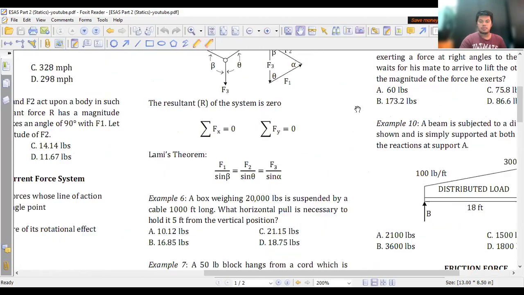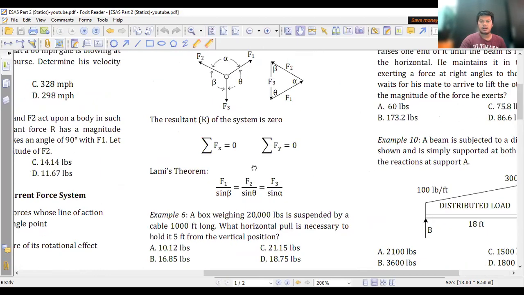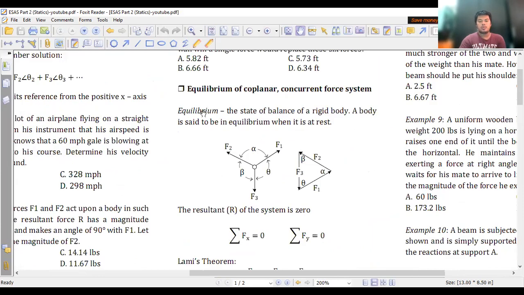So to begin with, we define what equilibrium is. Since we are talking about statics, we begin the analysis with the body at rest. So equilibrium is the state of balance of a rigid body. A body is said to be in equilibrium, of course, when it is at rest. If the object is moving, then equilibrium is not achieved.